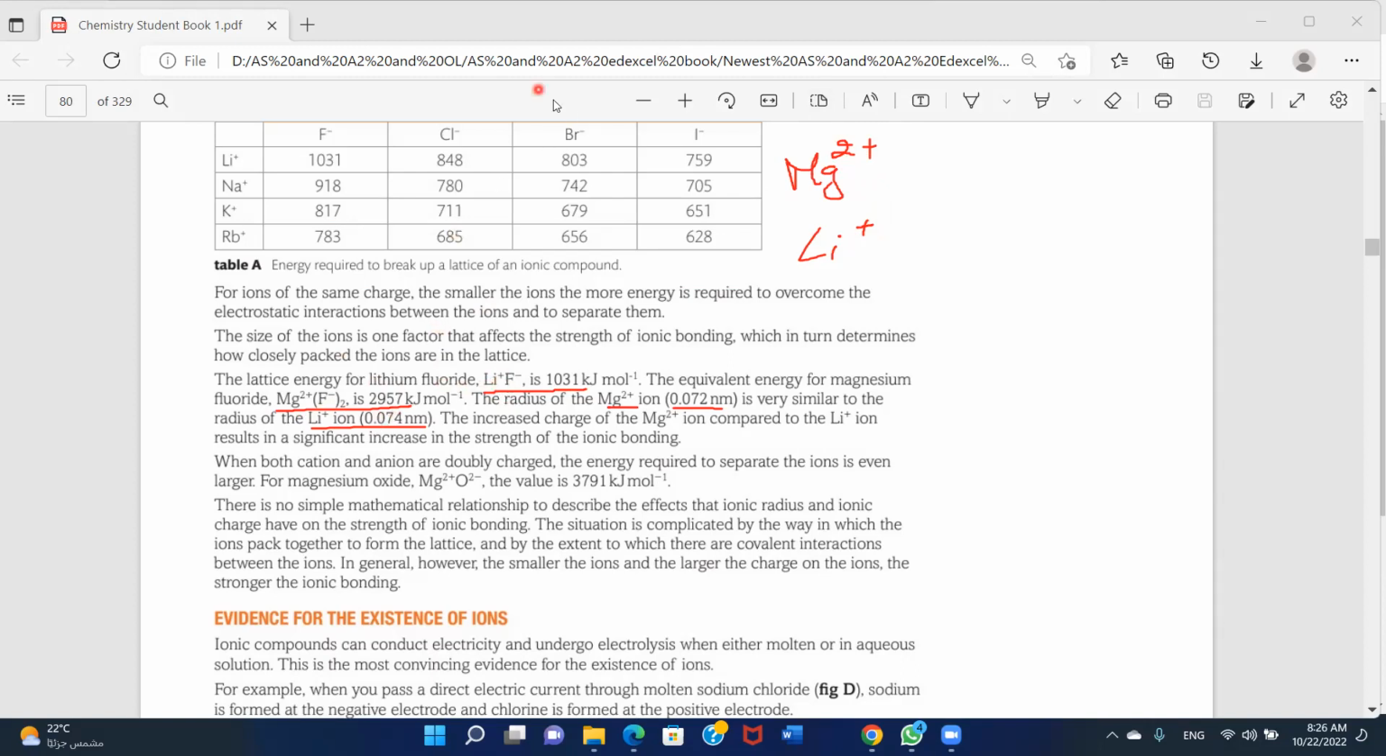Now, here the fluoride ion was similar, but if we have magnesium oxide instead of magnesium fluoride, we'll see that the bond strength becomes much greater. It becomes 3,791, greater than the 2,957. This is because here in both we have magnesium ions, but here we changed the fluoride ion, which has a negative charge, with the oxide ion, which has a -2 charge, which means that the more the charge on the ions, the greater will be the strength of the ionic bond. So not all ionic bonds are similar in strength. It depends on the size of the ions and depends on the charge on each ion.